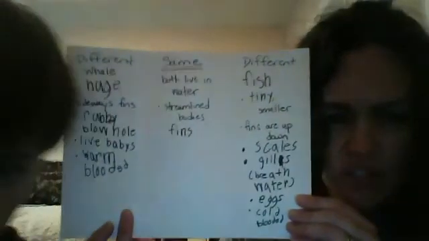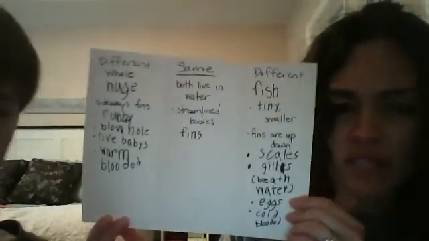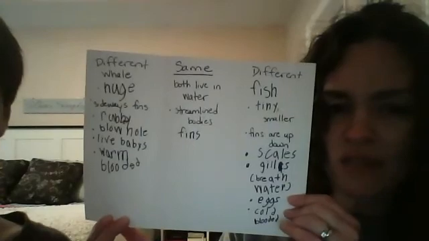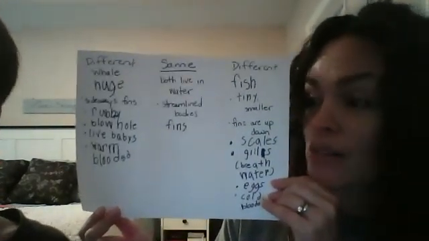All right. There's our chart. Okay, we have some similarities and lots of differences. A whale is not a fish, and now we know, okay, and we know why also.